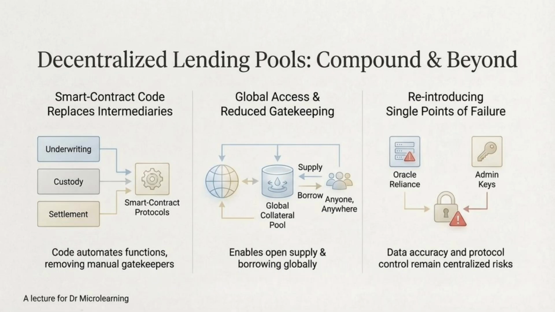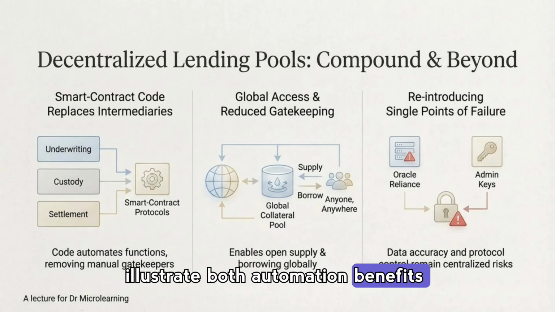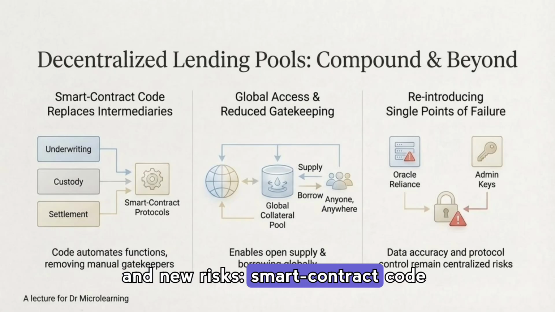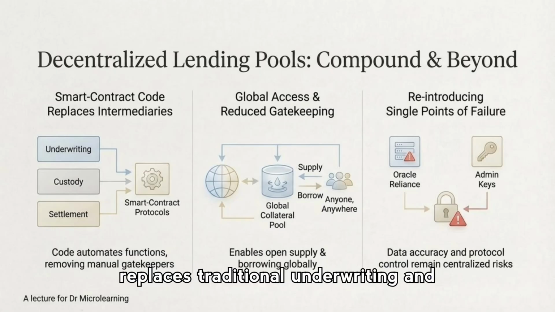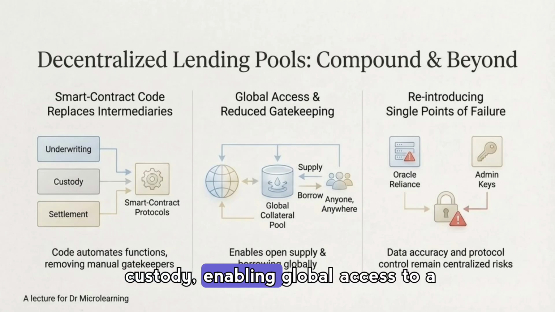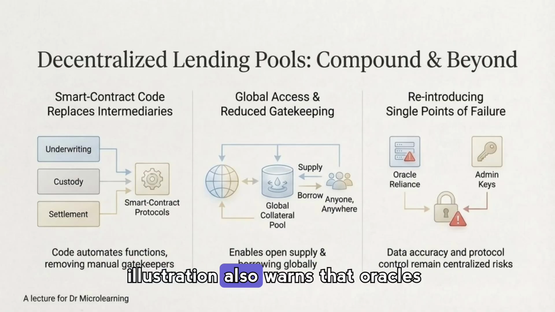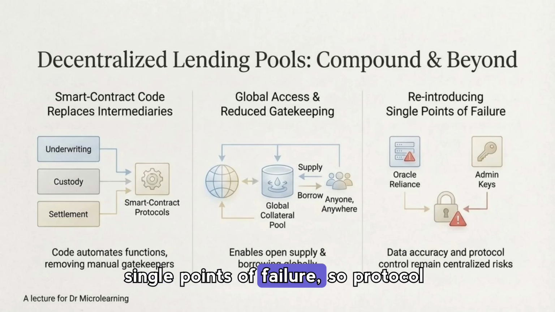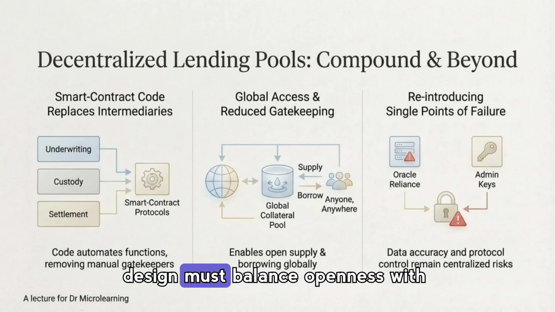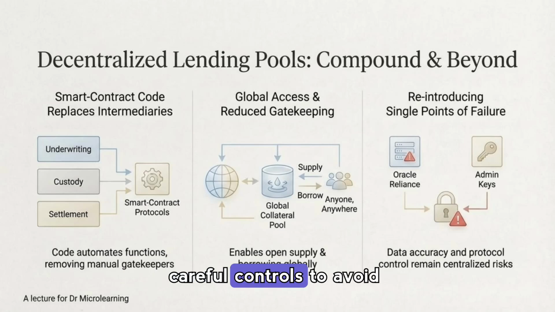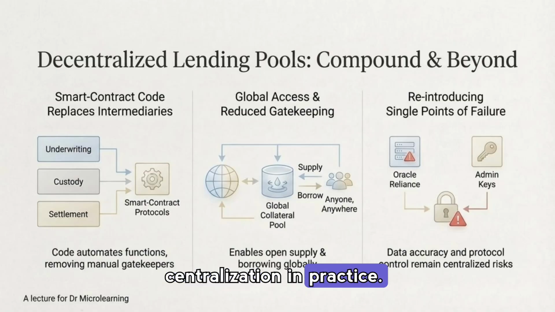Decentralized lending pools illustrate both automation benefits and new risks. Smart contract code replaces traditional underwriting and custody, enabling global access to a pooled collateral market. The illustration also warns that oracles and admin keys can reintroduce single points of failure, so protocol design must balance openness with careful controls to avoid centralization in practice.